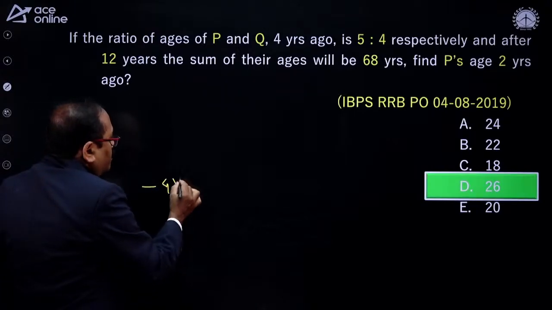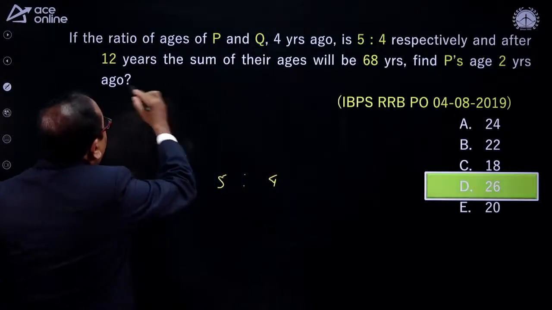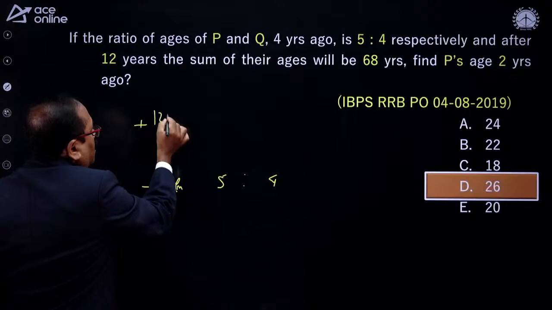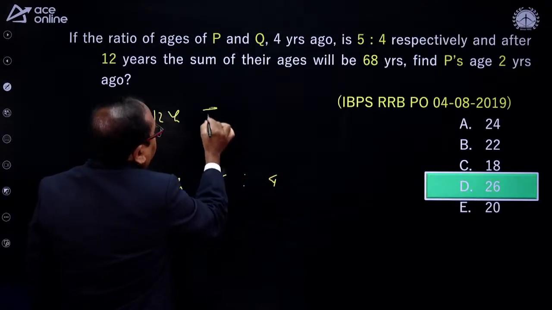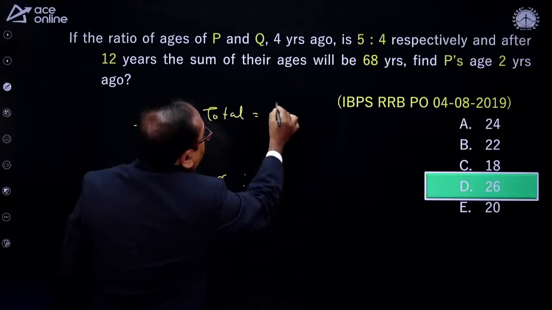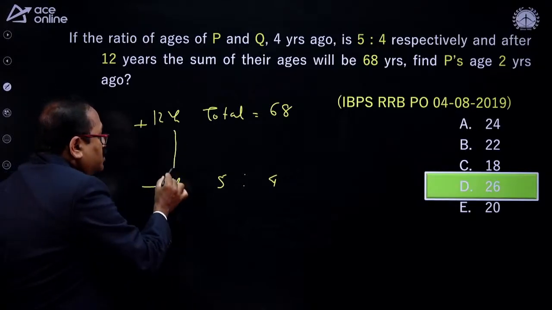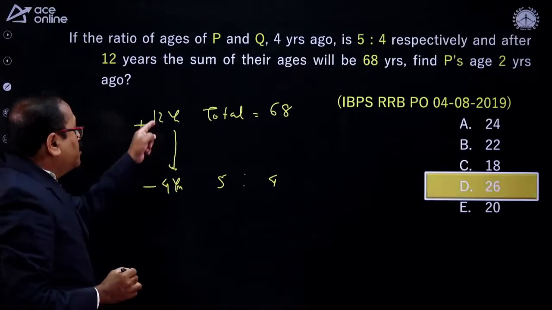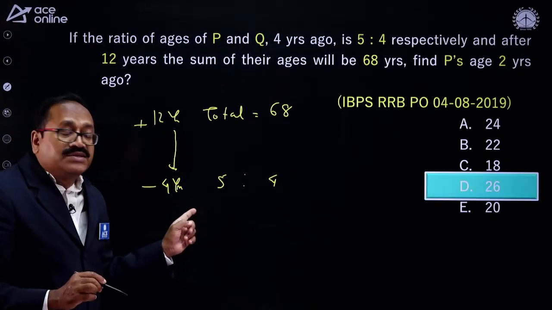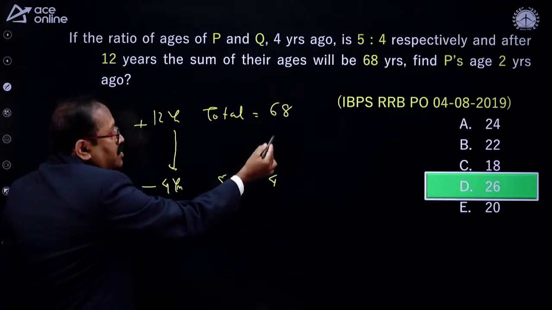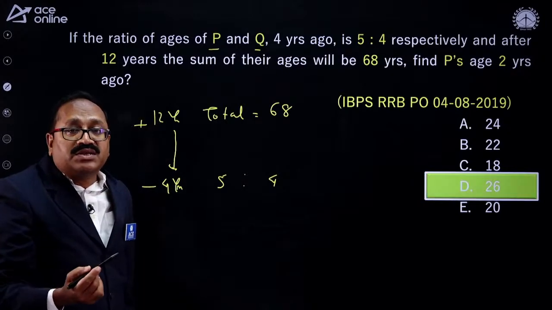4 years ago. What is the ratio? 5:4. And after 12 years, the ratio, the total was given to us as 68 after 12 years. So, can I come to this part? So, here the number of years gap is 16 plus 12 and minus 4, that is 16. So, 16 years will be reduced of P and also by Q. So, 16 plus 16 is 32.